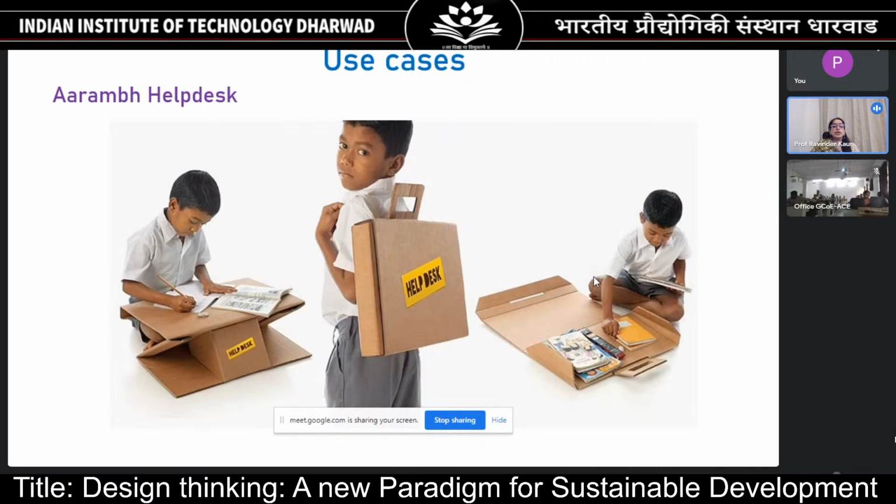It was very user friendly for the kids of the rural villages, or rural India, where there was no proper classroom, no proper desks, no proper tables. So using a simple carton, it was made into a help desk, which is known as the Aram Help Desk.